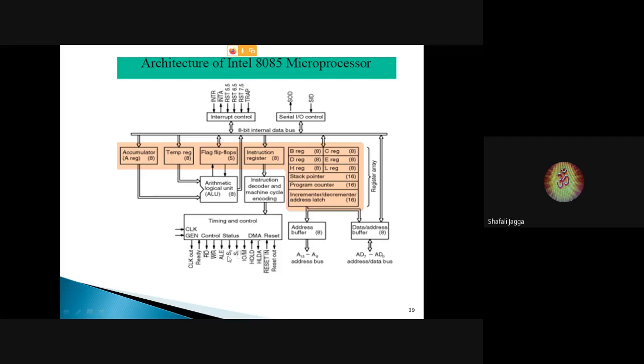S1, S0: whenever both these signals are 1, 1, it means it has to fetch the opcode. When this is 1 and this is 0, it has to read data. When this is 0 and this is 1, it means it has to write the data to memory or IO, depending upon the IO/M bar signal. If it is 1, it means IO related operations are to be performed. If it is 0, it means memory related operations are to be performed. So this is all about the 6 control signals which are generated by the timing and control unit.